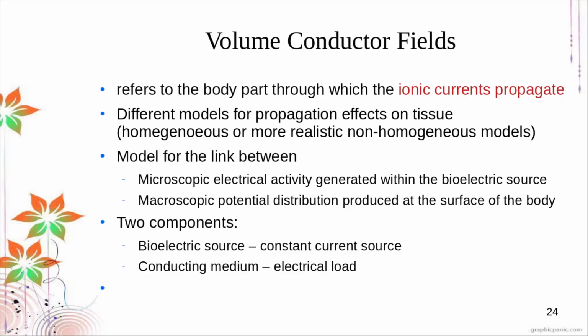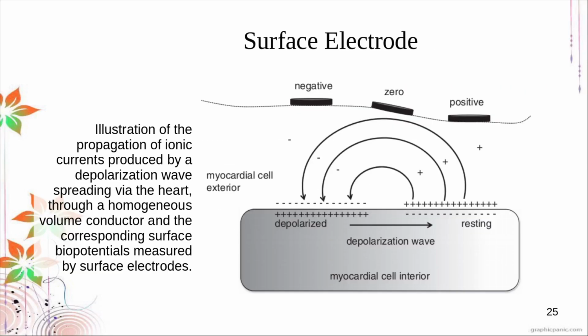So we have two basic components. Of course, your bioelectric source. For the case of the heart, it's the cardiac muscles. And the conducting medium, which also is an electrical load because again, it's a carbon-based tissue. They are generally non-conducting media that are actually forced to conduct these electric currents. So here is an illustration of the propagation of ionic currents produced by a depolarization wave spreading via the heart.